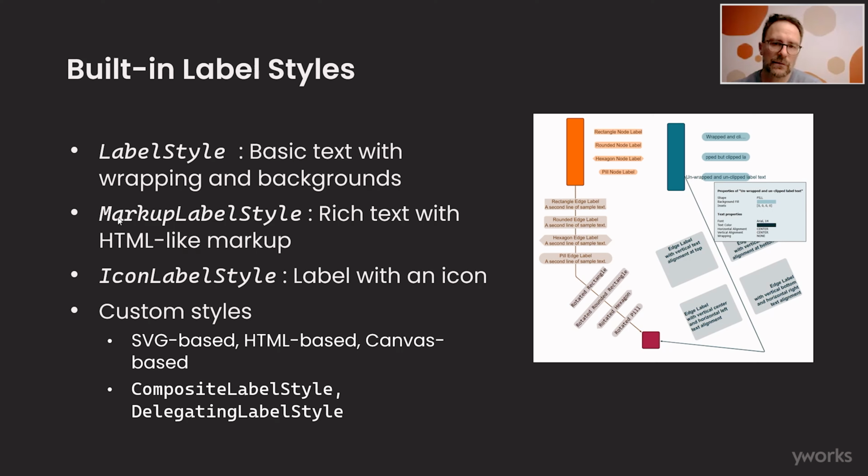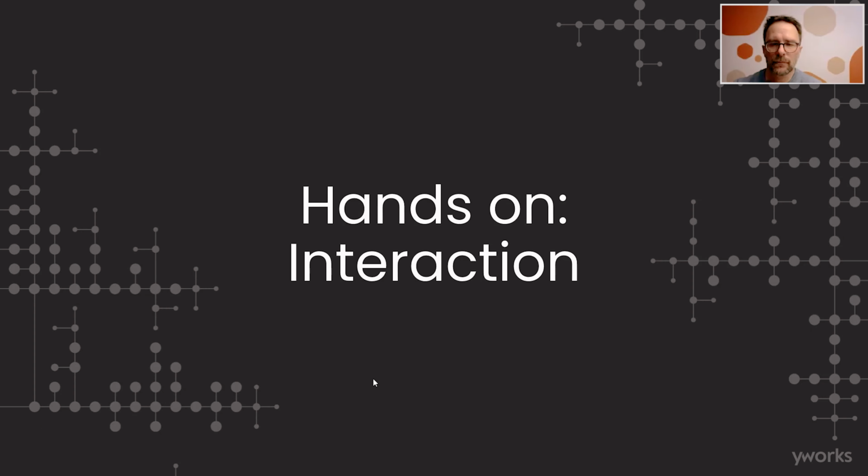In contrast to this, there's markup label style, which is a rich text style, which is like a subset of HTML-like markup, because this is actually rendered in SVG. If you want to render HTML, use an HTML-based label style. This is using SVG. Icon label style adds icons to a label, and you can add any number of icons this way. Again, you can do custom styles or use the predefined helper classes.